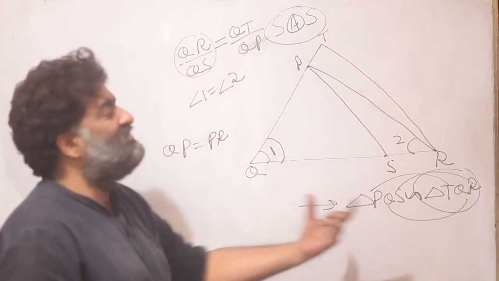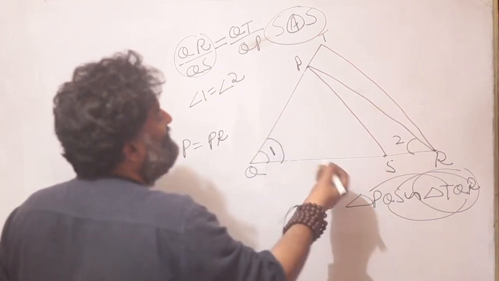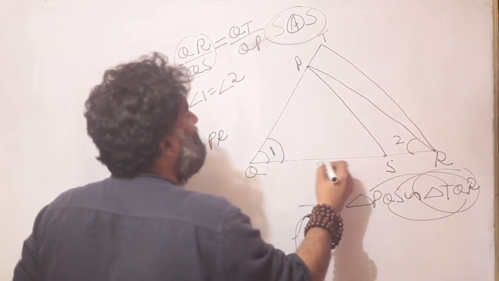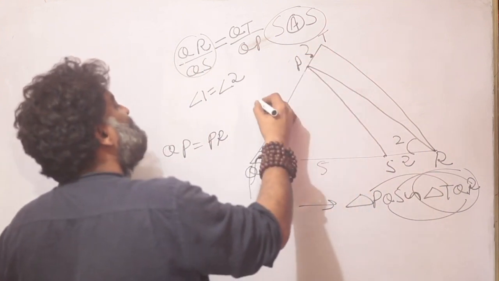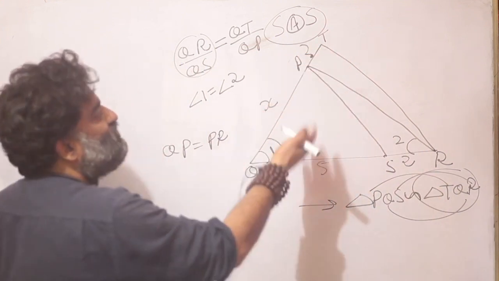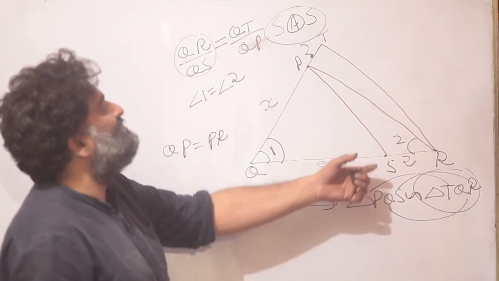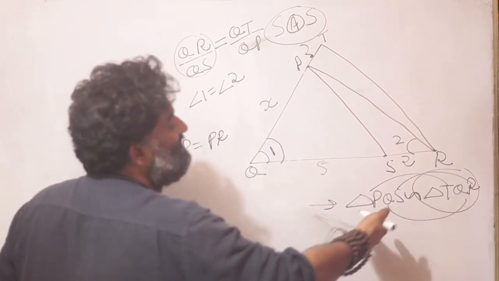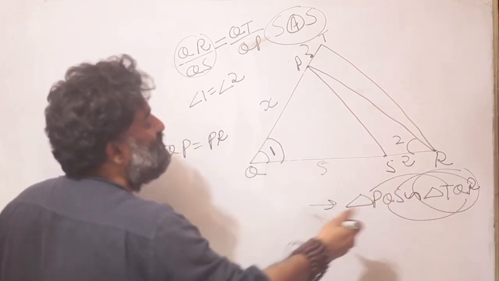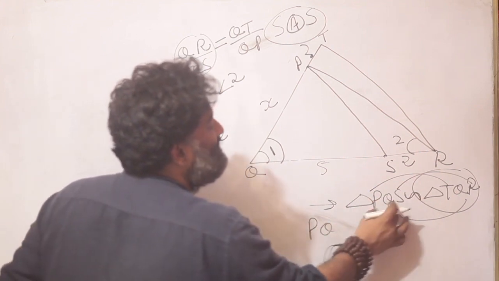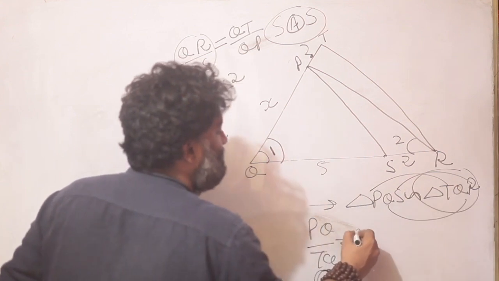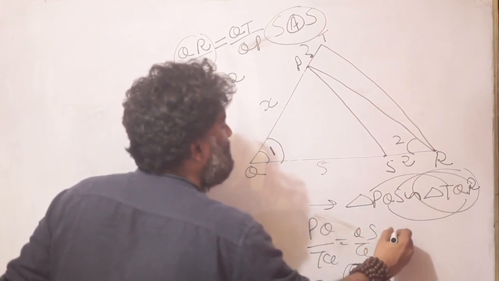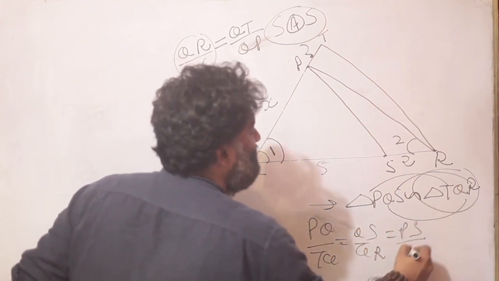Now once I have this information, if I put a few numbers here, if I call this 5 and this as 2, and I asked you what is the value of this if this is given as something, that should not be too much of a problem, because once you figure out that the triangles are similar, you can start using all the ratio information. So you have PQ upon TQ is equal to QS upon QR is equal to PS upon TR.